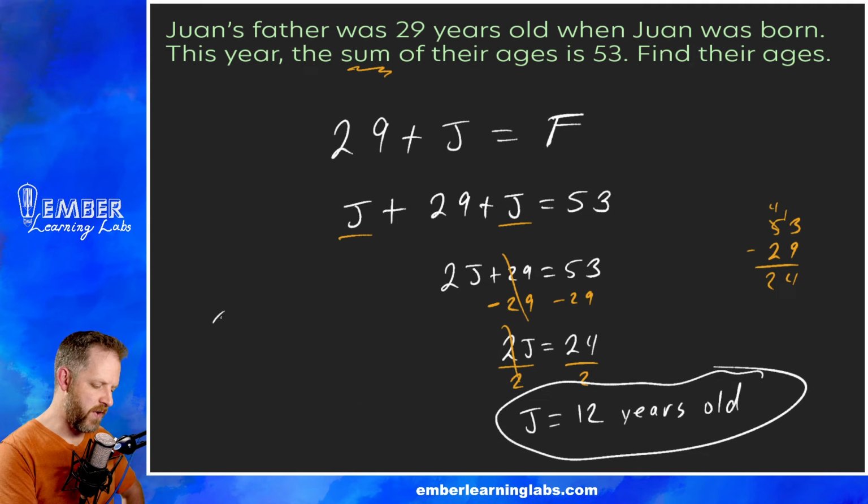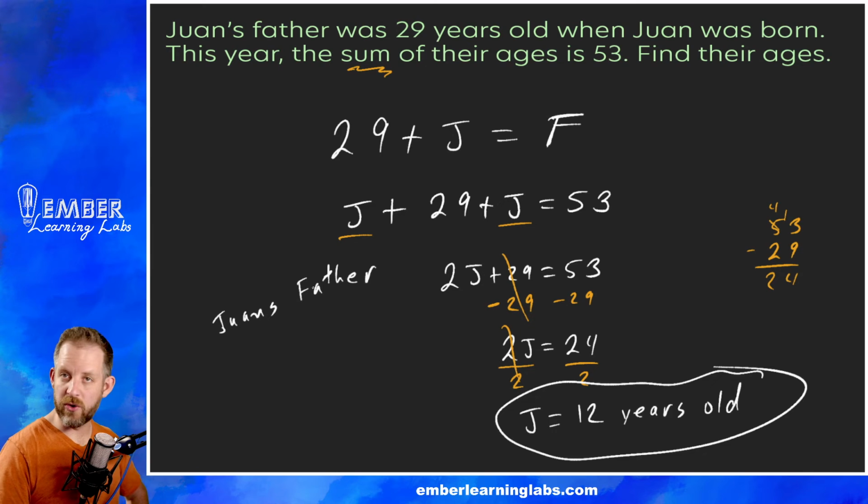And Juan's father would be 29 years older than that. So 12 plus 29 would be 41. 41 years old.